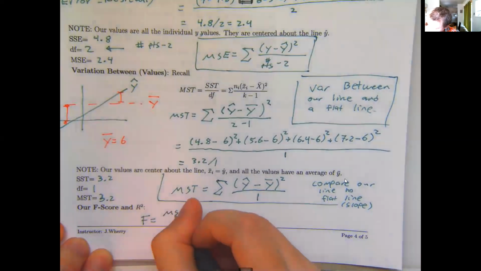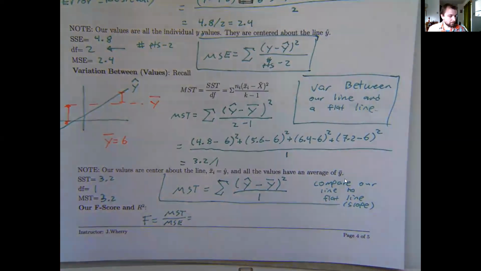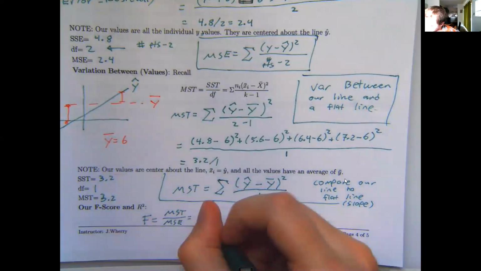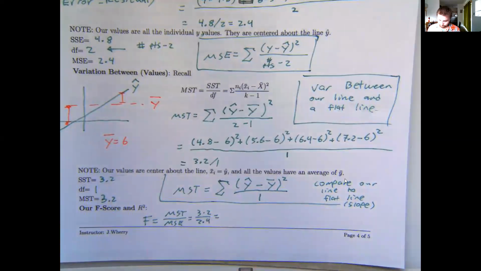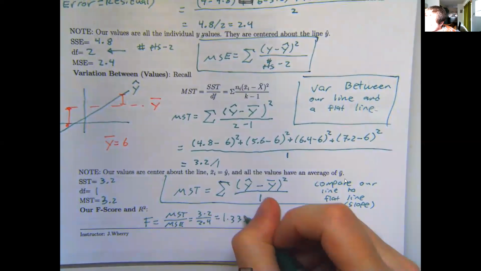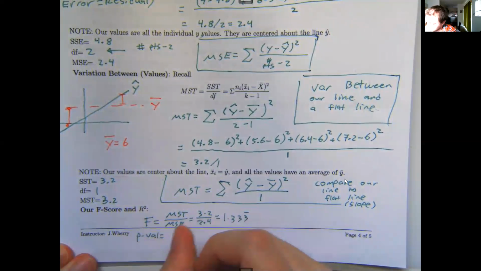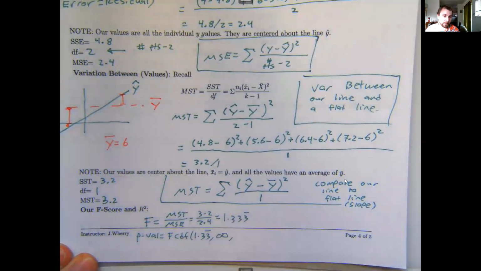F is the MST divided by the MSE. Let's see what we get when we do this. My MST was 3.2, and my MSE is 2.4. This gives me 1.33 repeating. If I wanted to find the p-value, I could do FCDF, 1.33 repeating, comma, infinity. ANOVA is always a right-tailed test.